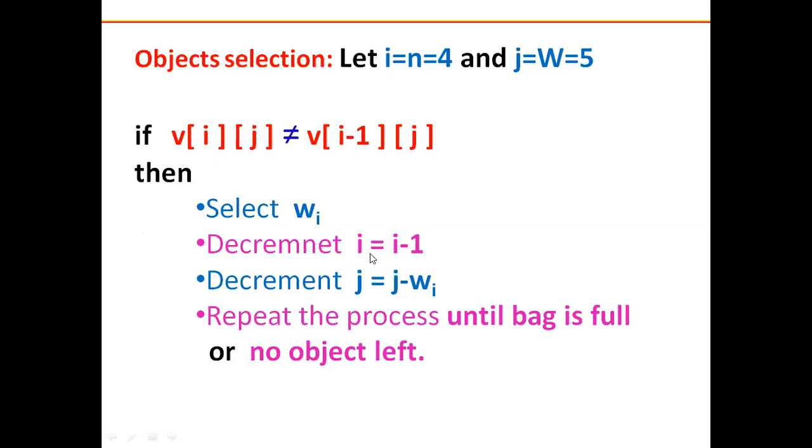If the object is not selected, we should not worry about that object. So we have to decrement i anyhow, because that object is also not considered. The number of objects is reduced, whether it is added or not. We have to worry about the remaining objects, so we take i minus 1. But the capacity will not change; it remains the same. Now applying this concept, we'll find the objects.